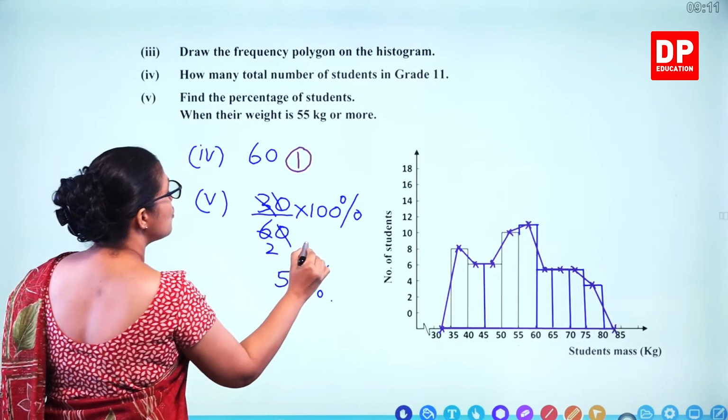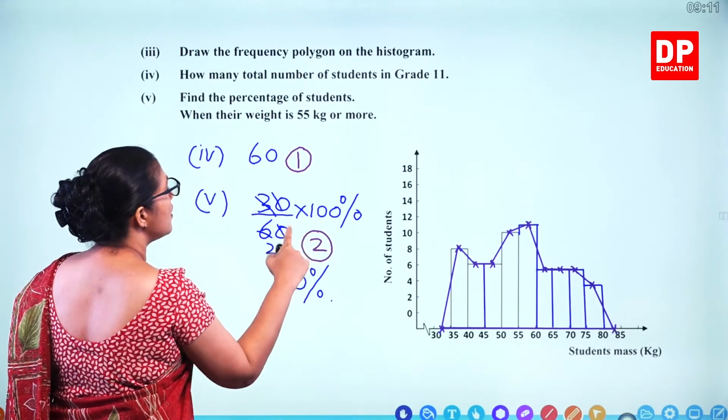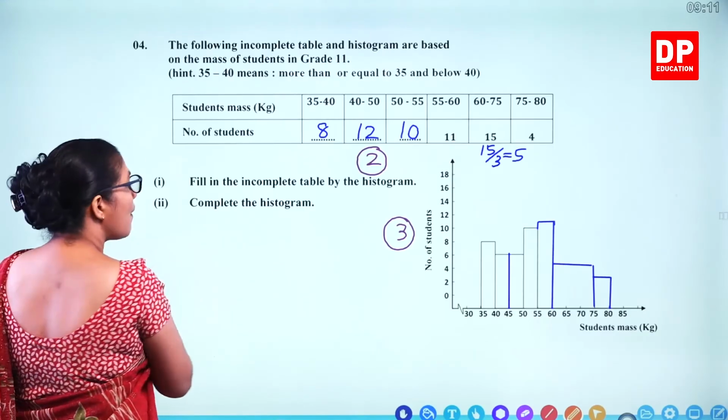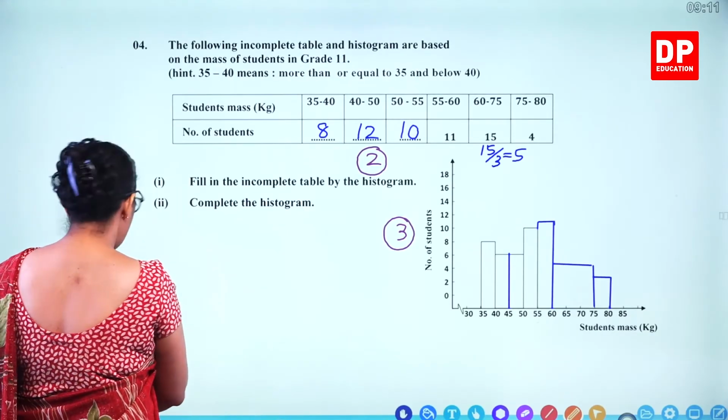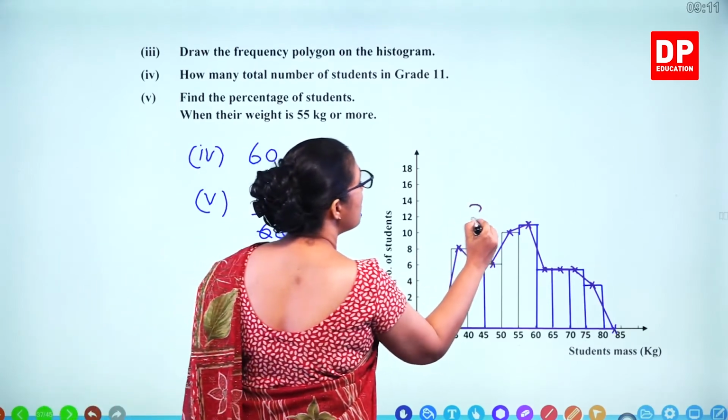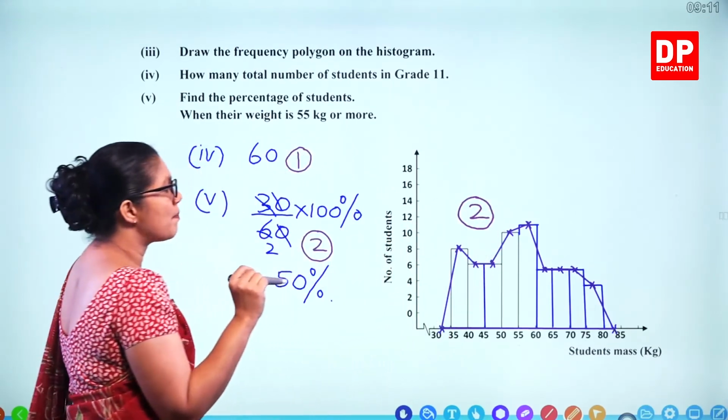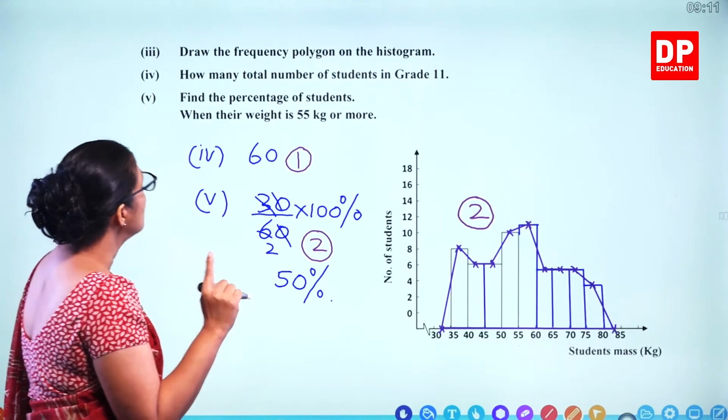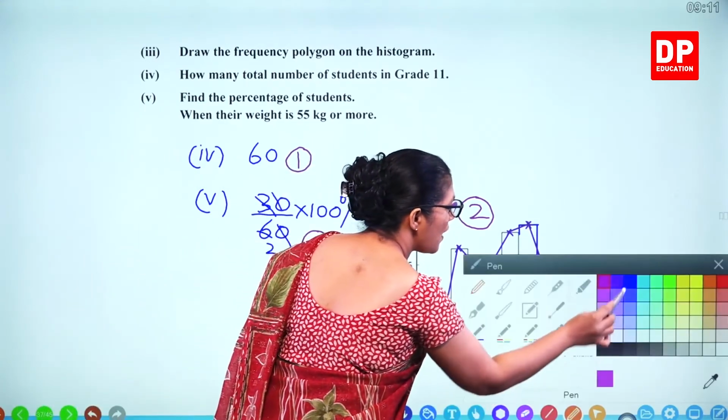And 2 marks for this one. 2, 3, 4, 5, 6, 7, 8. And we'll give 2 marks for completing the frequency polygon. So altogether 10 marks for that.